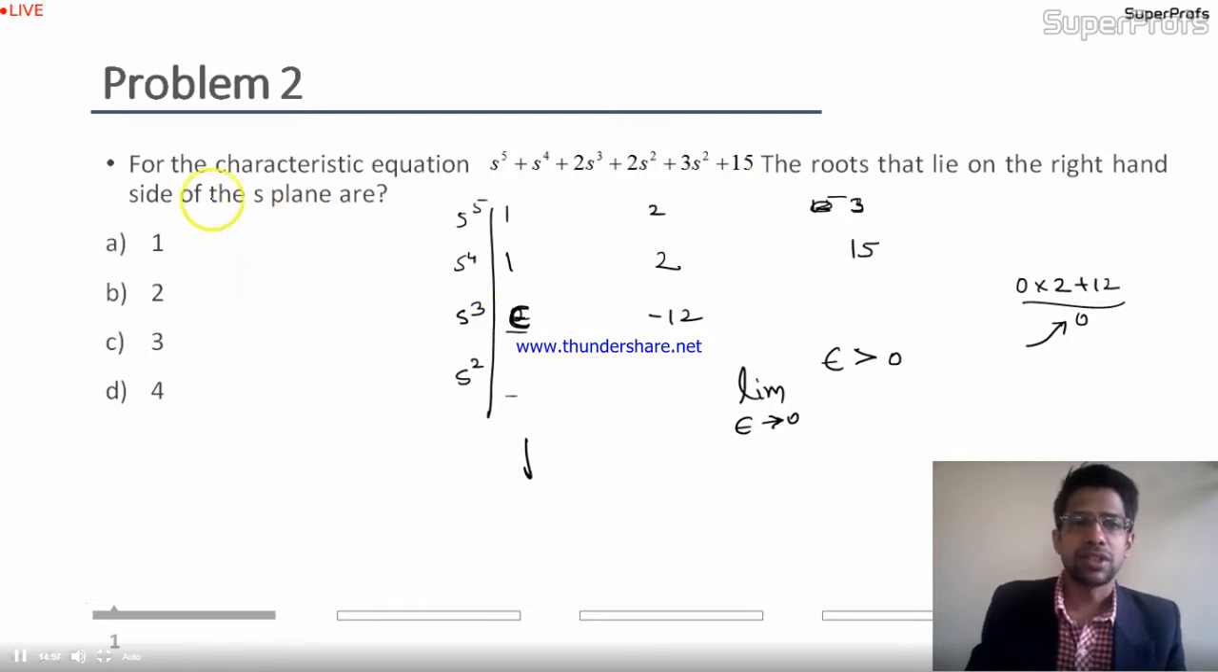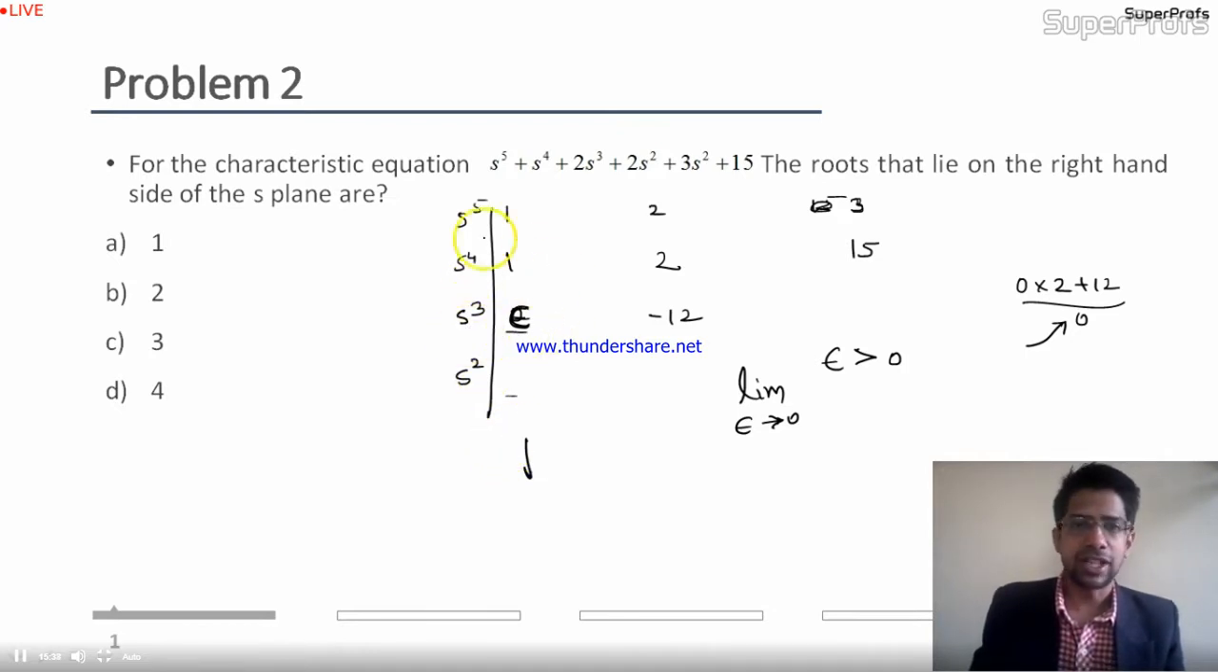So in this question we need to find out, for this characteristic equation given, the roots that lie on the right hand side of the S-plane. Now you know whatever sign changes, if you get two sign changes in this particular column, then you say there are two positive roots. Or if you get one sign change only, you say there is one positive root. So you need to check the signs of all these numbers in the first column, and then you need to check how many sign changes are there, and according to it you are going to get the number of positive roots.